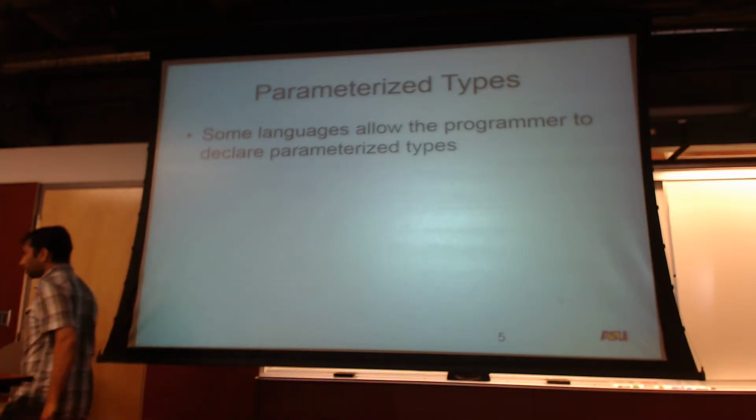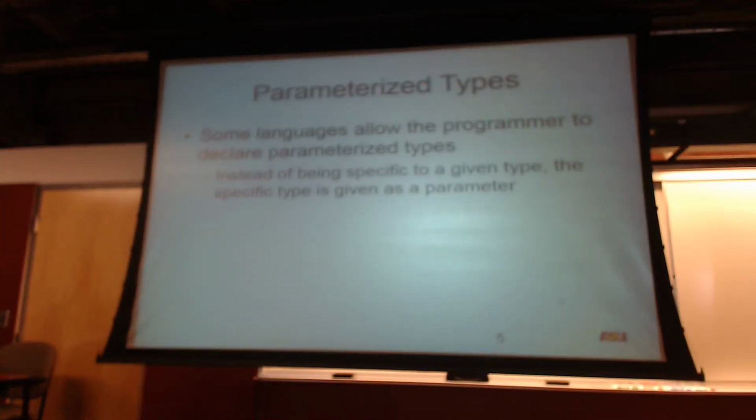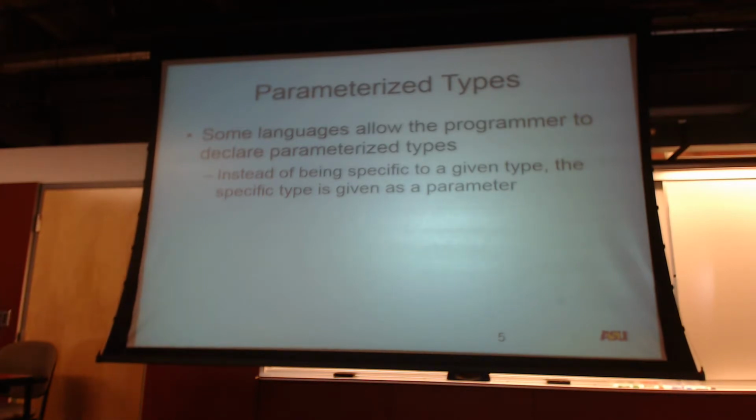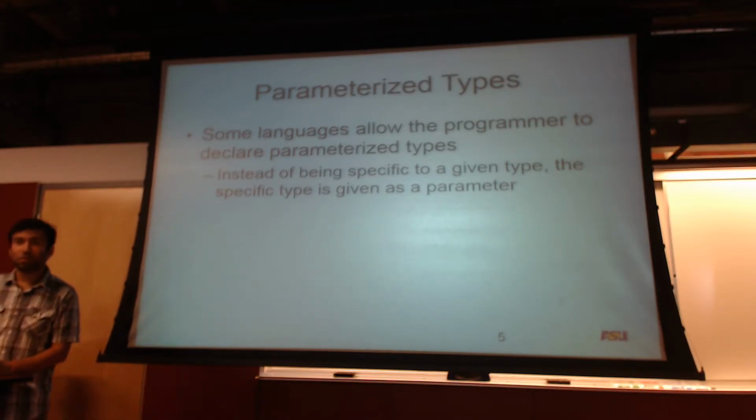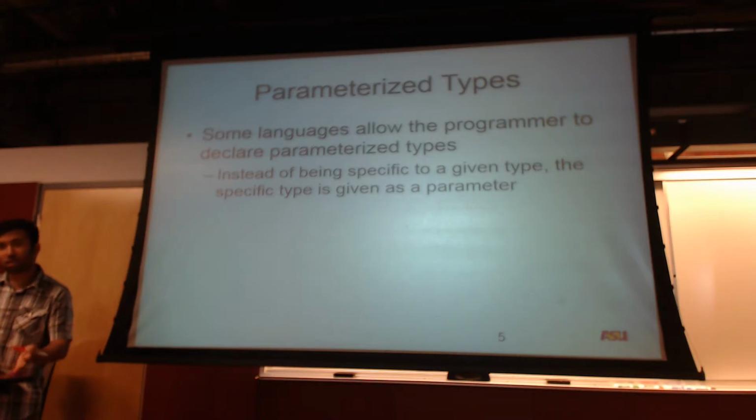So basically instead of being specific to a given type, the specific type is given as a parameter. So this type is kind of like an abstract data type. Right? Abstract data type means you can cast it to integer, character, or what you want, but that data type is parameterized. Right?